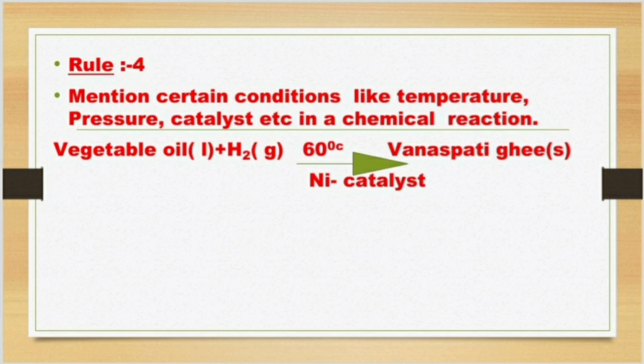Now the rule number 4 is mention certain conditions like temperature, pressure, catalyst, etc. in a chemical reaction. Now we see one example, that is vegetable oil, that is a liquid. It reacts with hydrogen, it's a gas, to give vanaspati ghee. Now here the conditions are 60 degrees Celsius, that's the temperature, and the catalyst is given as nickel catalyst. Here the catalyst is used to speed up the chemical reaction.